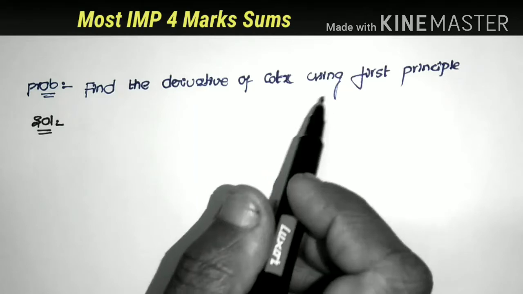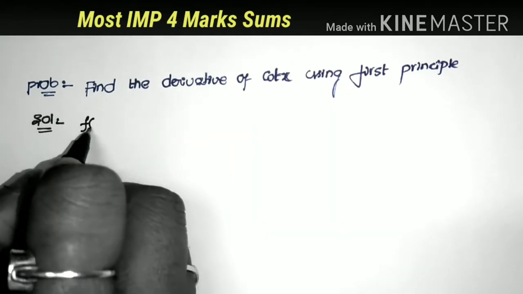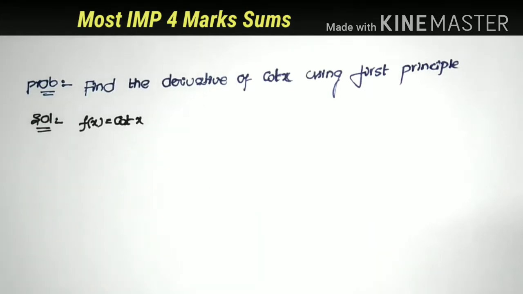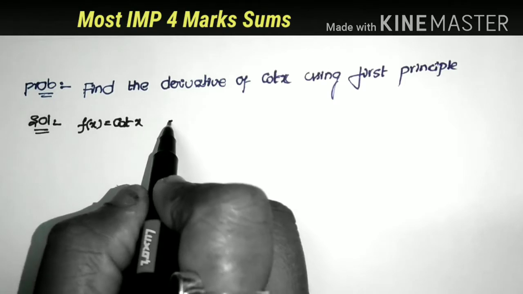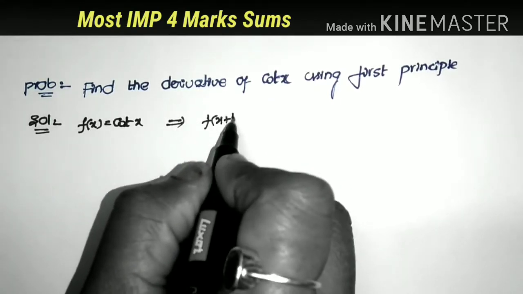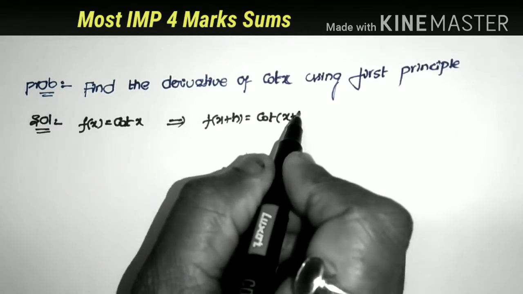The derivative of the function cot x using the first principle. So, most important 4 marks problem. First we take that the given function is cot x. Let f of x is equal to cot x, which implies the value of f of x plus h is equal to cot of x plus h.